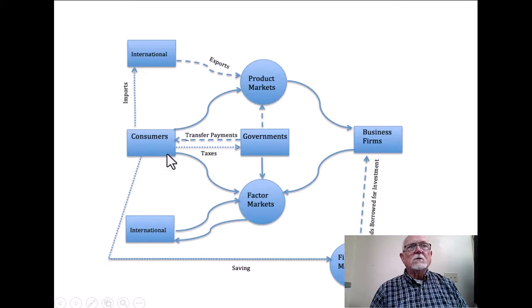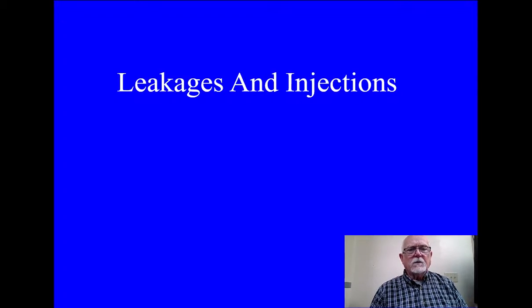When consumers save, that's this line over here, that's leaking out of their purchases. They're not currently purchasing goods and services, but those are re-injected by business firms in the form of investment. So in a circular flow where it's not increasing or decreasing, leakages have to equal injections.